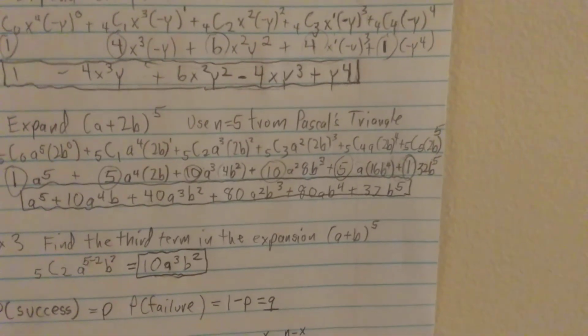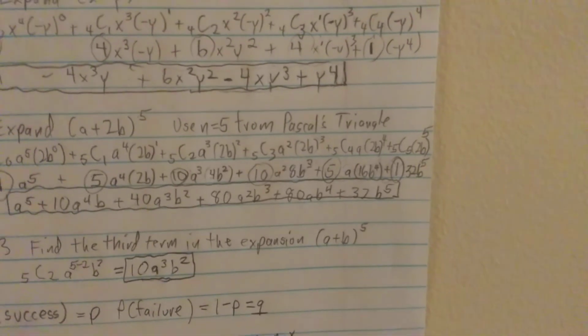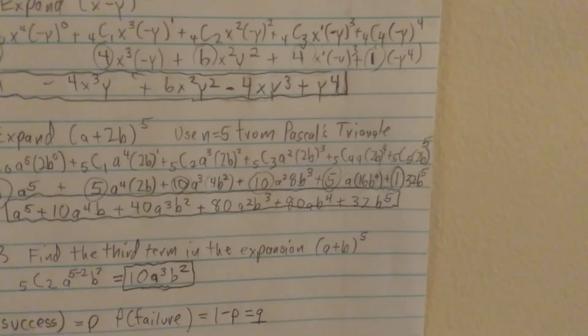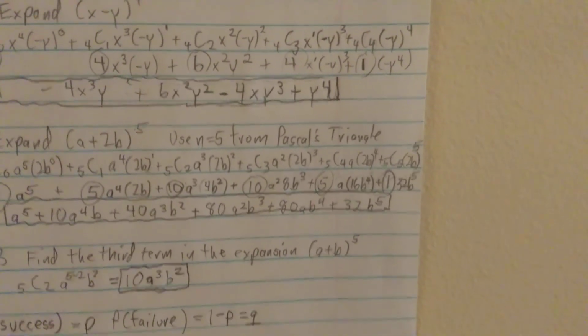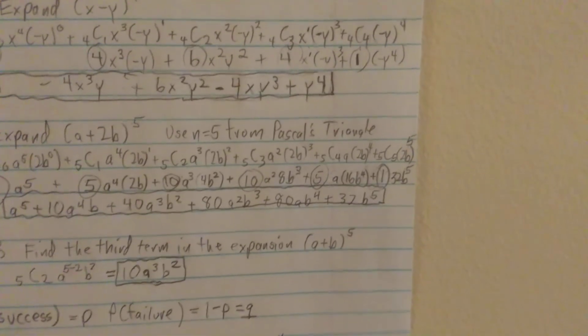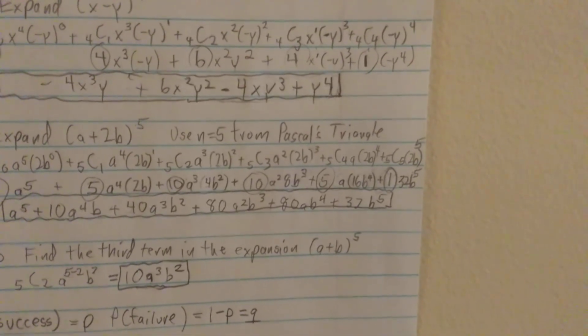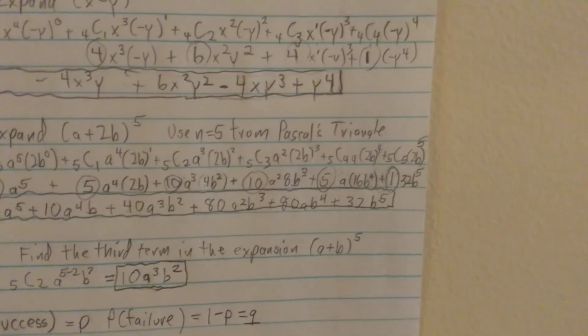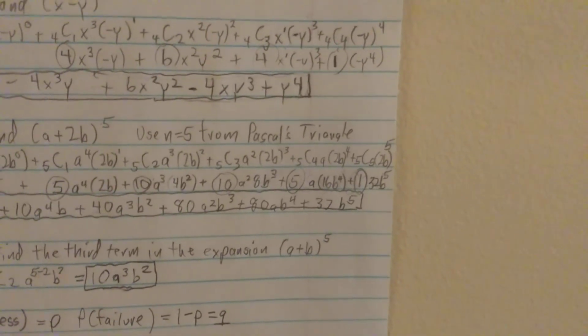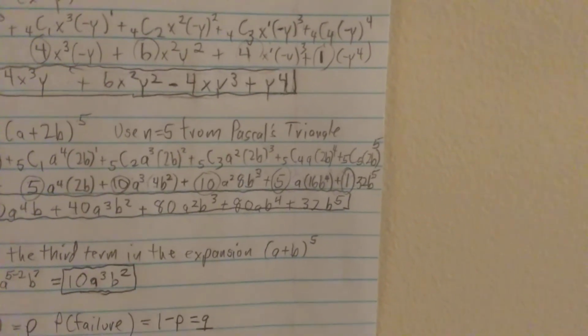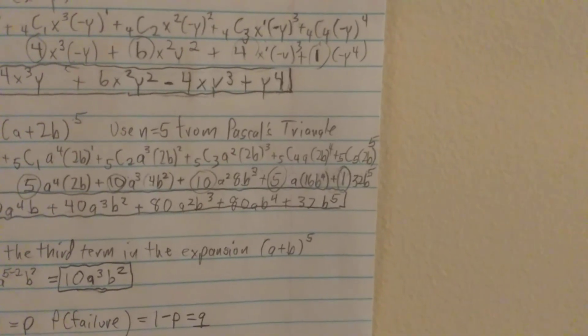The third term is 5C2 a^3 (2b)^2, or plus 10 a^3 times 4b^2. So that all comes to plus 40 a^3 b^2 on the bottom line. Then the fourth term is 10 a^2 times 8b^3, from (2b)^3.